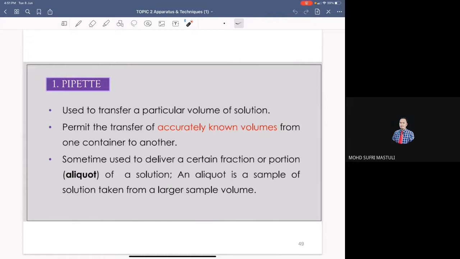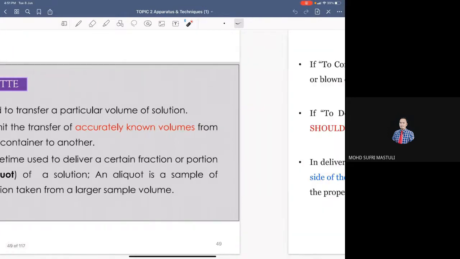Okay, this is the same slide as previous. A pipette is used to transfer a particular volume of solution. It transfers an accurate known volume from one container to another, or it can deliver a certain portion, an aliquot, of the solution. An aliquot means a sample of solution taken from a larger sample volume.